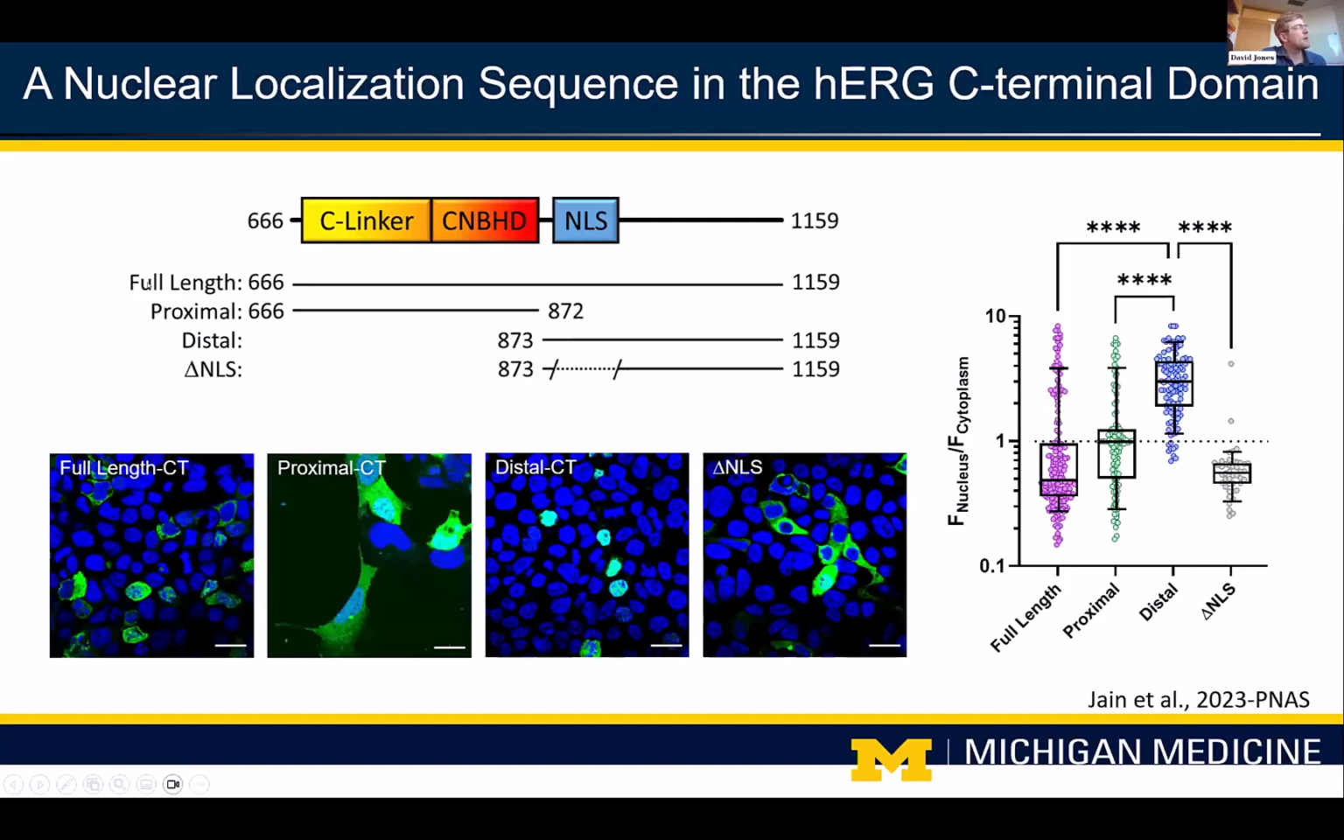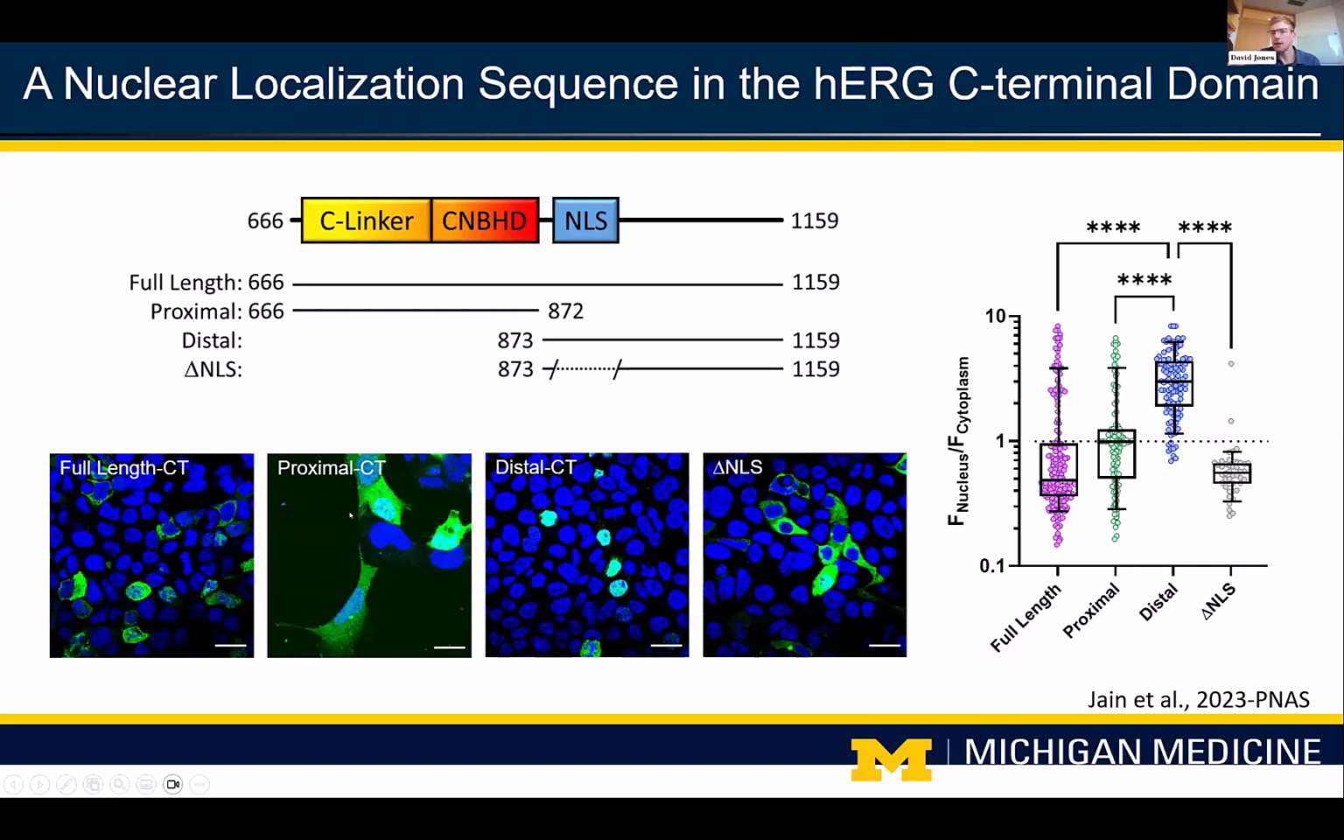So if we express the full-length C-terminus, just cutting off just downstream of S6, this has our putative NLS. Most of the time, it sits inside the cytoplasm. Occasionally, it does get enriched inside the nucleus. About 10% of the time, we see really strong nuclear enrichment, so we think there was some sort of cell cycle regulation going on there. With the proximal C-terminus, which has the C-linker and the CNBHD but not the nuclear localization sequence, it basically goes wherever the citrine wants. There's no real targeting. The average is at about 1.